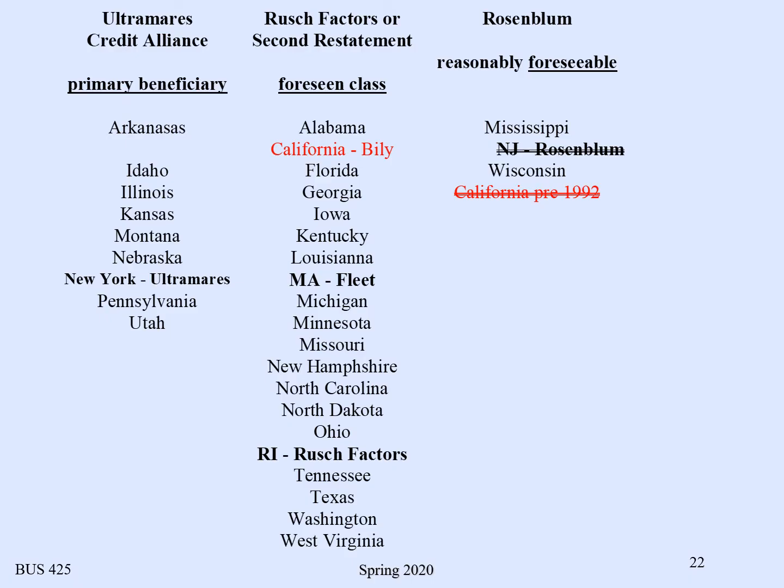Here's the handout again of the states which adhere to the primary beneficiary theory, the foreseen class, and the reasonably foreseeable. The only two states that still adhere to the reasonably foreseeable, or Rosenblum, are Wisconsin and Mississippi. Thank you. There is an additional presentation tomorrow. We'll cover statute law. We'll take our Car Sales Inc. and we'll see how it applies to statute law.